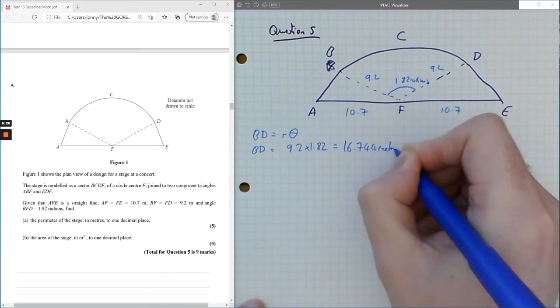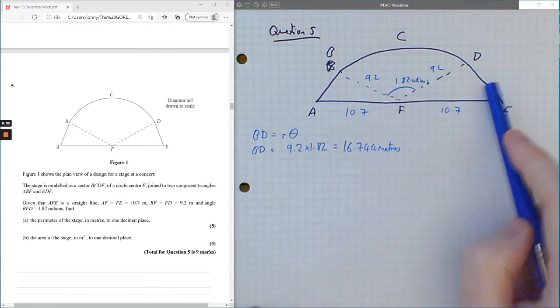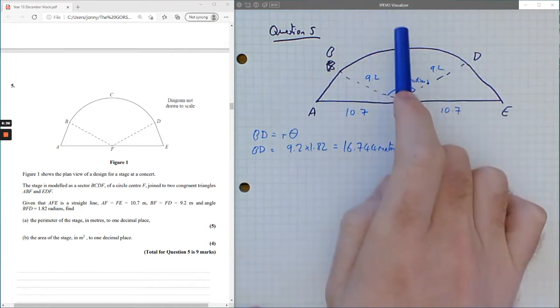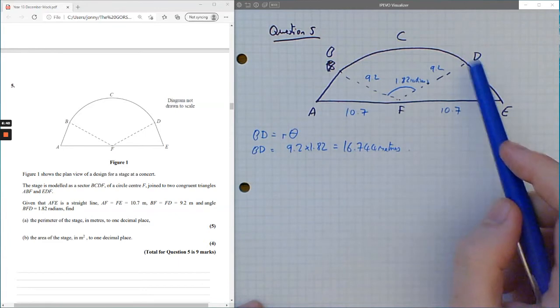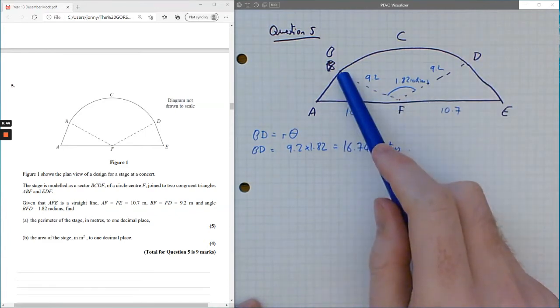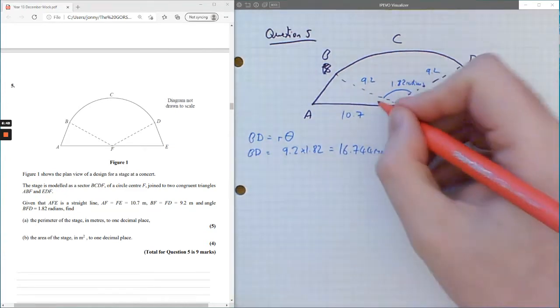16.744 meters. Now, in order to get AB and DE, we've got to understand, firstly, it's symmetrical, right? You can see 10.7, 9.2, 9.2, 10.7. There's a line of symmetry down the middle of this shape. So we know that AB and DE are going to be equal to each other. Now, in order to get that, we could use the cosine rule if only we had this angle here.